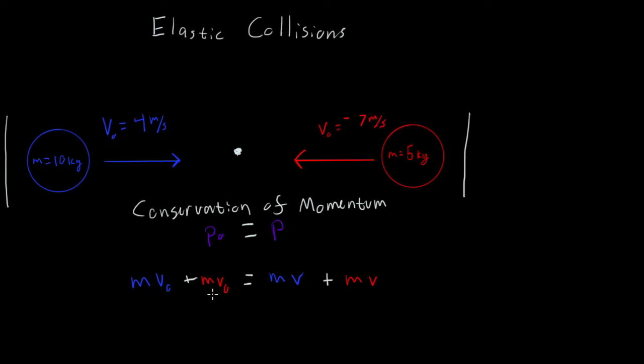So if I can figure out my initial momentum, then I can figure out my final momentum. I will know those two things. However, just looking at this equation, I'm going to have two unknowns. I'm going to have to figure out both of the final velocities. And that's not going to be possible with just this one equation. I need to use the fact that the kinetic energy is also being conserved.